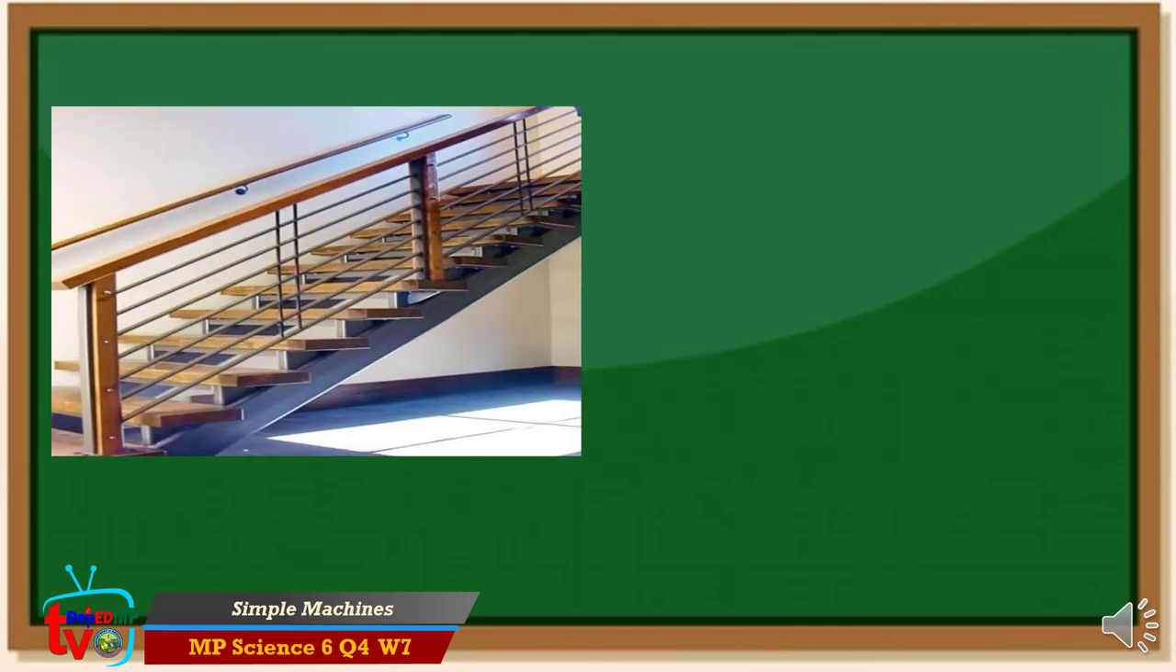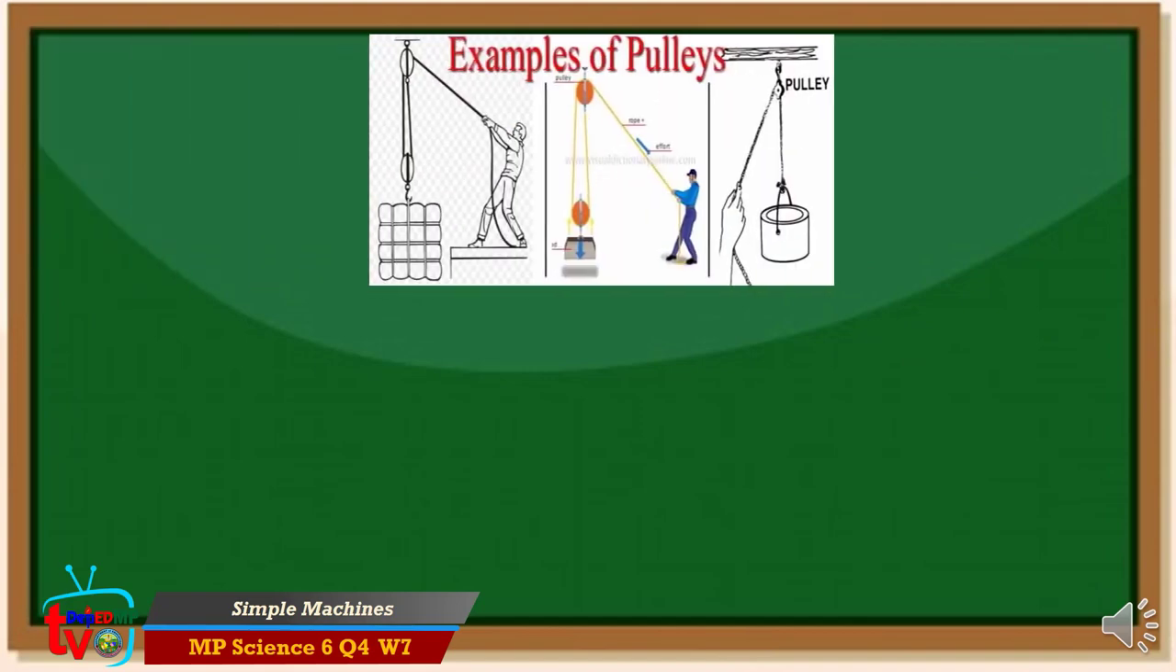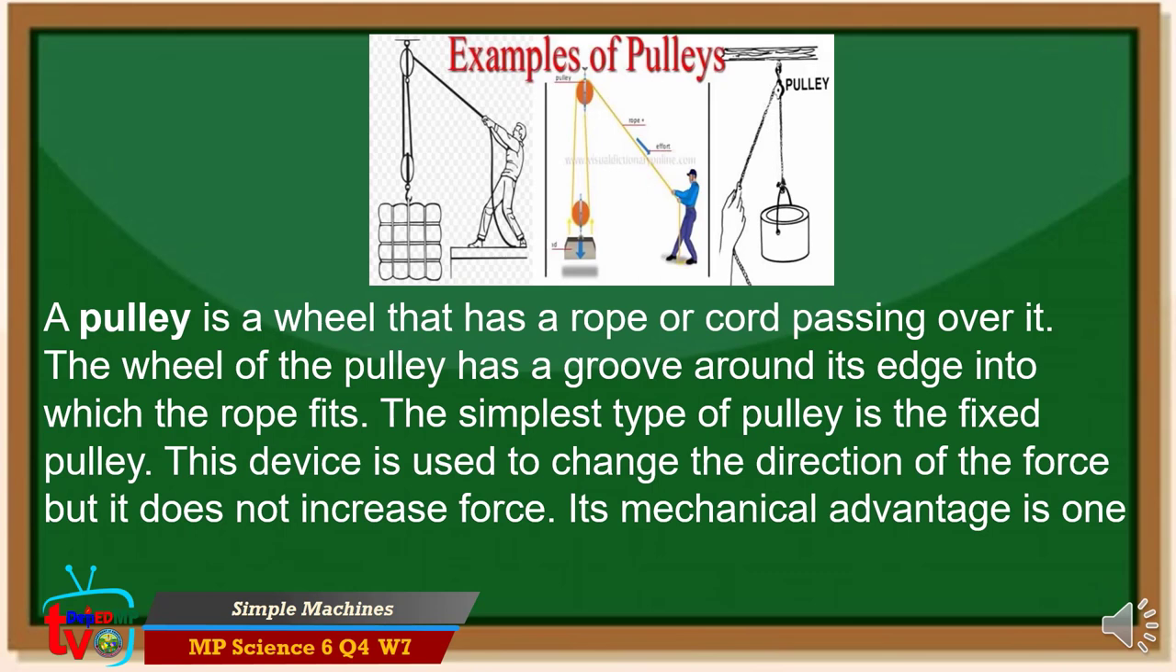The next is the inclined plane. Inclined plane is a sloping surface. The ramp is an inclined plane which is used to move objects or things from one end to a higher end. Next is a pulley. A pulley is a wheel that has a rope or cord passing over it. The wheel of the pulley has a groove around its edge into which the rope fits. The simplest type of pulley is the fixed pulley. This device is used to change the direction of the force, but it does not increase force. Its mechanical advantage is 1.